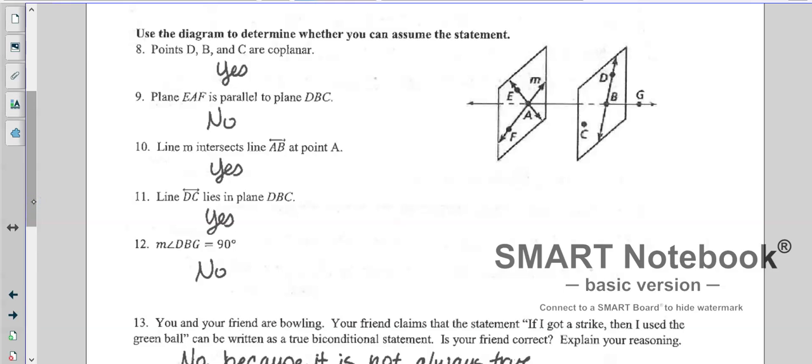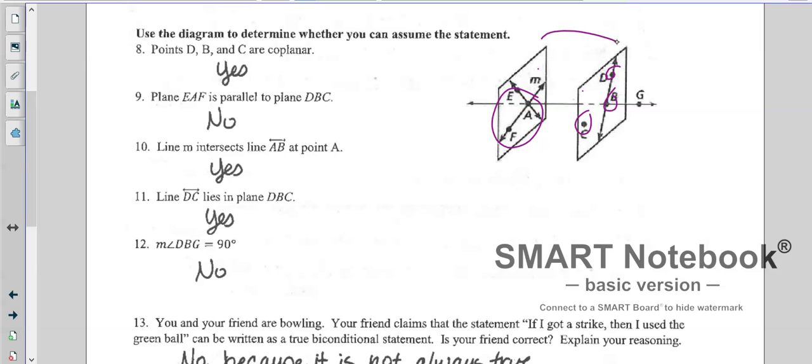Okay, use a diagram to determine whether you can assume the statement. So be careful in this one. D, B, and C are coplanar. Well, here's D, here's B, here's C. They are all on that same plane. Yes. E, A, and F is parallel to DBC. So EAF, which is this plane, these are the points in that plane. Do these two planes look like they're parallel? Yeah, they do. Could they be slightly off by 1 degree? Yeah, they might be. So you cannot assume that they are parallel. You have no markings telling you they're parallel.